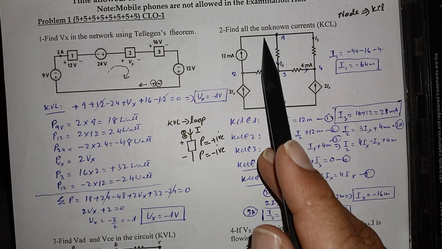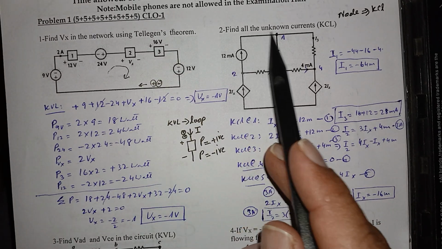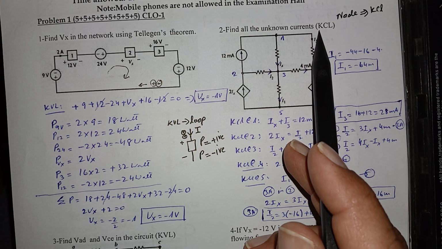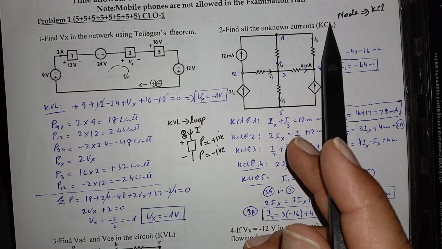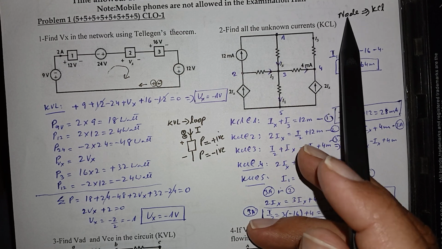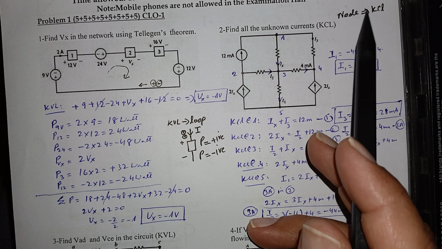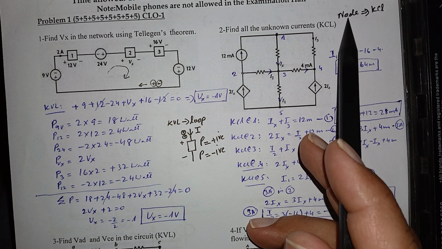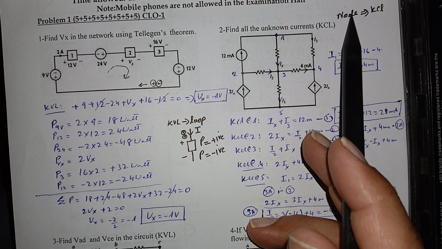Now let's go to the second problem. Find all the unknown currents, and I have given a clue that you should use KCL for that purpose. One thing you should keep in mind: whenever you see KCL, you have to apply KCL at a node. That means you have to consider a node to write KCL.